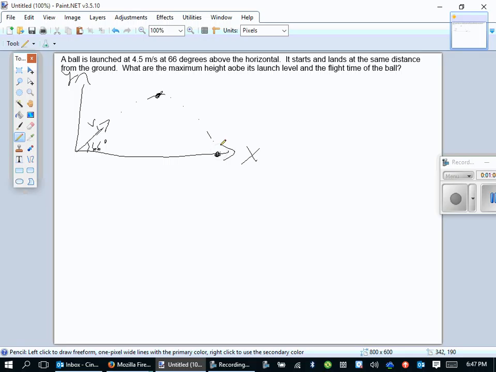What we want to know is, what's the maximum height, this height above launch level, and how long did it take? Okay.